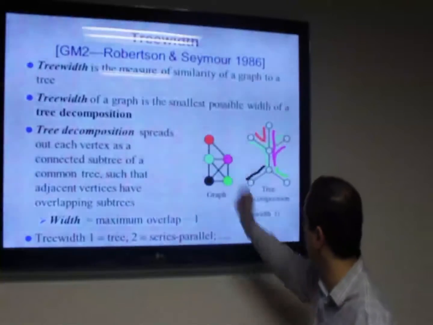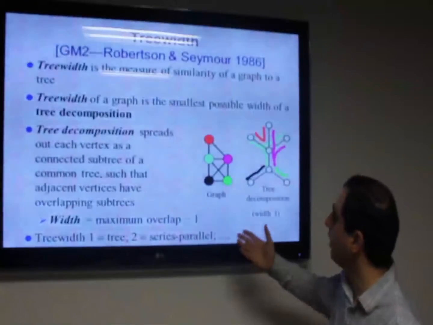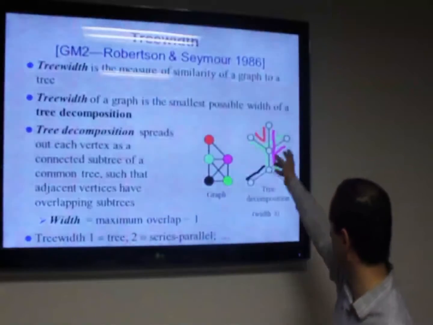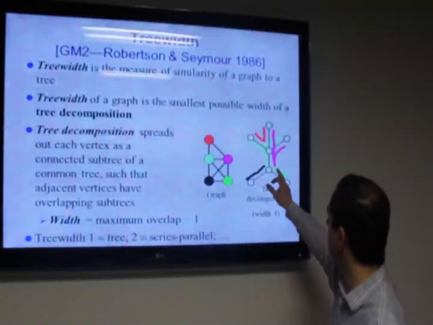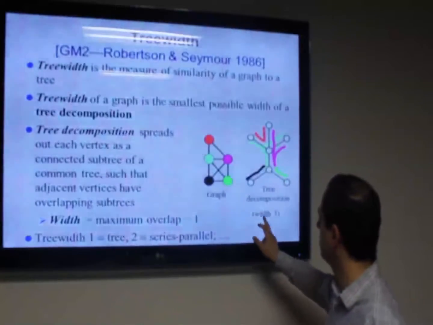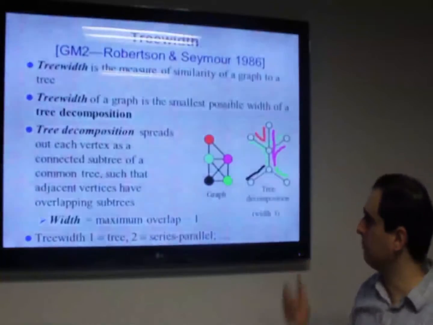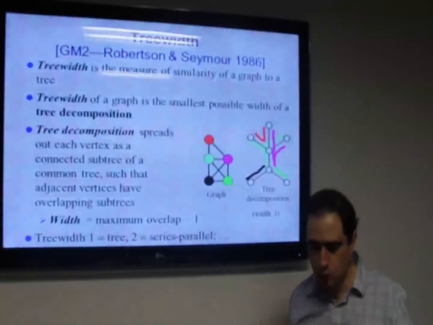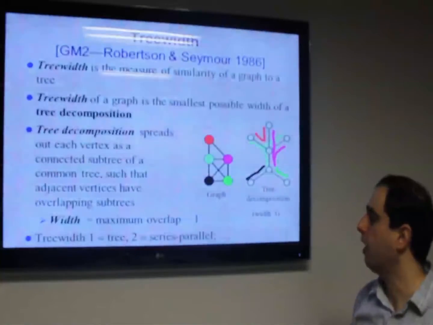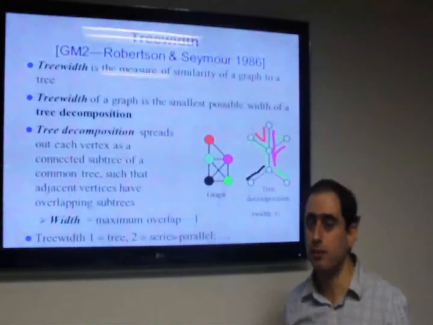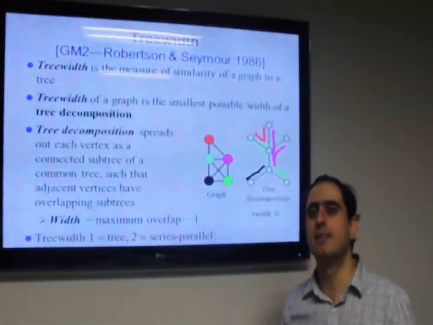So for example, here is the tree decomposition of this graph. The width of the tree decomposition is the maximum overlap of these trees minus 1. For example, here the maximum overlap is 1, 2, 3, 4. So the tree-width of this graph would be 3. Now, this is some definition. You really don't need to know the exact definition for the sake of this talk. However, the thing that you need to know is that graphs with small tree-widths are like trees.